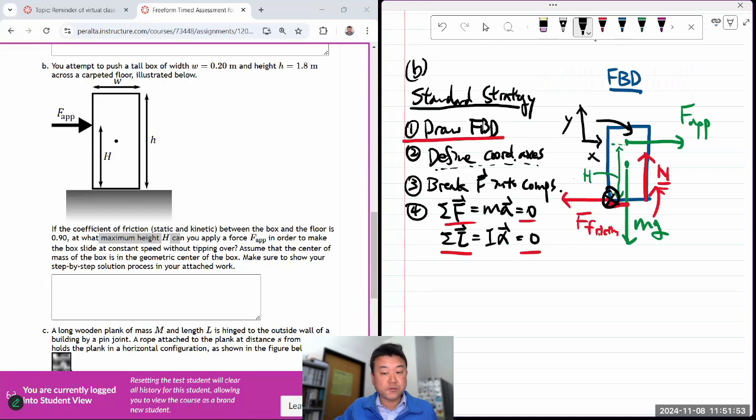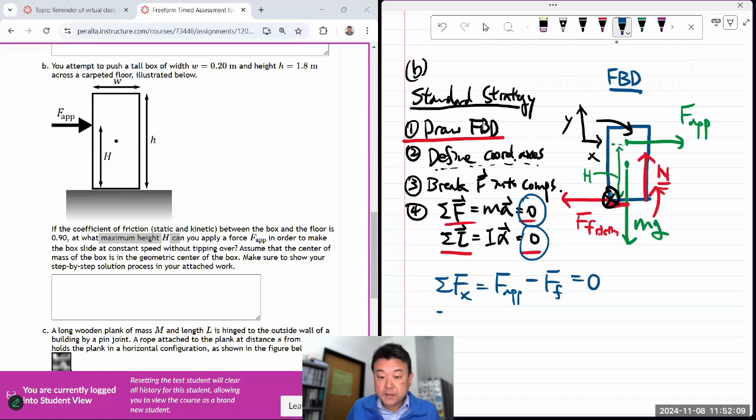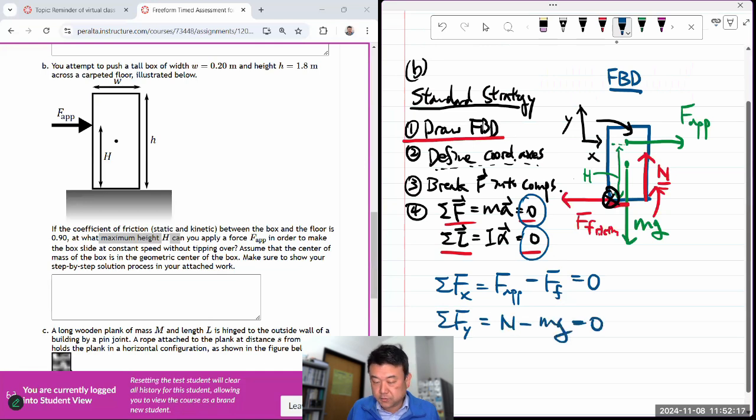So all I now have to do is write down my Newton's second law equation, and I'll write the static equilibrium version. My net force in the x direction is going to be the applied force minus the friction force. That's going to be equal to 0. Net force in the vertical direction is going to be normal force minus gravity. That's going to be equal to 0.